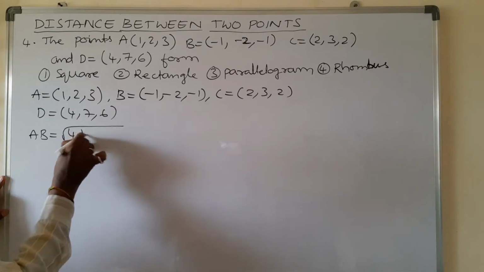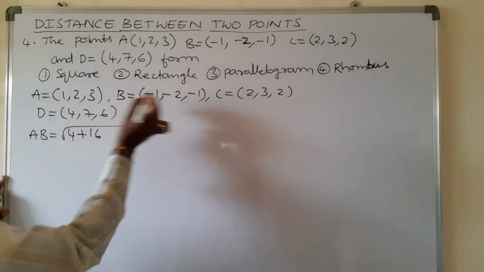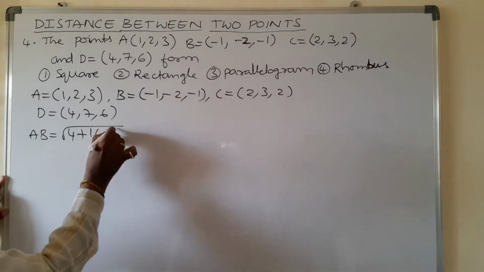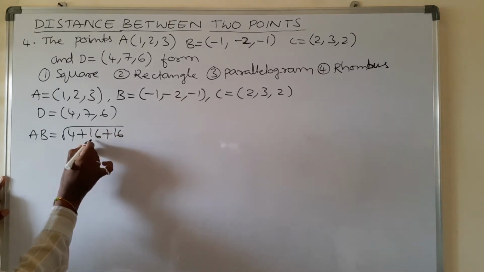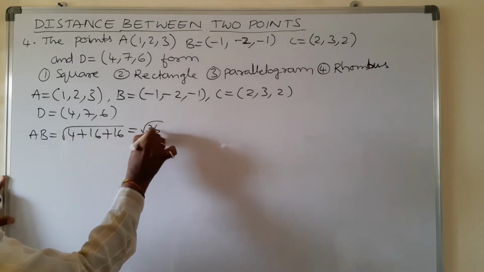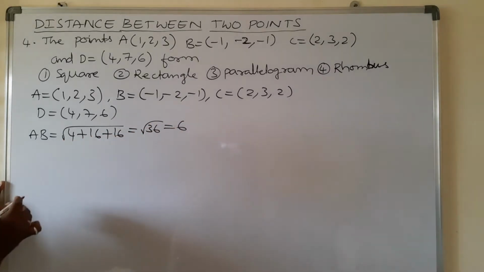4, 4 square 16. 3 minus (-1) is 3 plus 1, 4, 4 square 16. 16 plus 16, 32. 32 plus 4, 36. Root 36, value equal to 6.